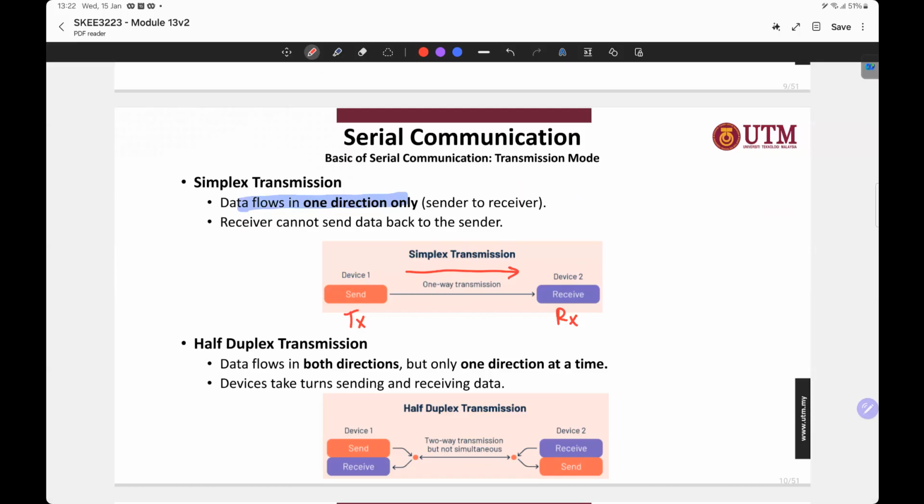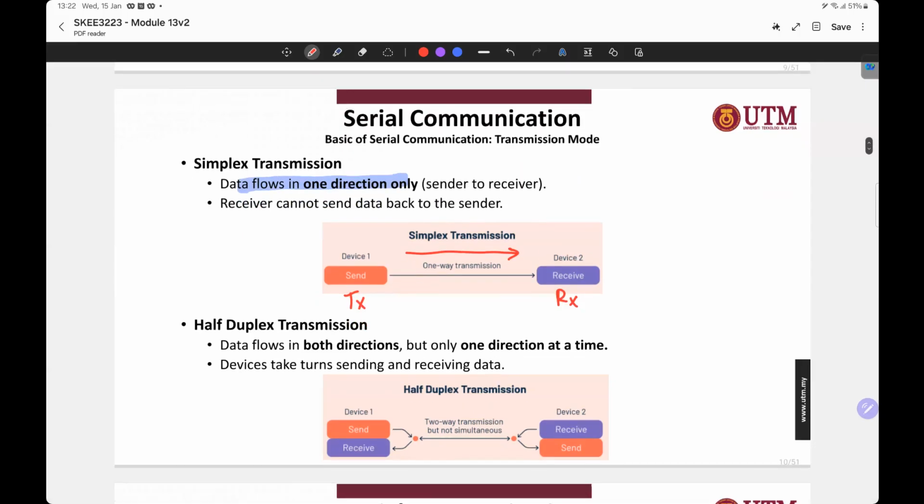The second transmission mode is half duplex transmission. For half duplex transmission, the data flows in both directions. So data can be sent from device 1 to device 2, and then device 2 can send data back to device 1. But for half duplex, it is only one direction at one time.